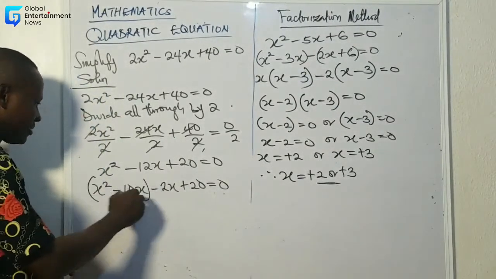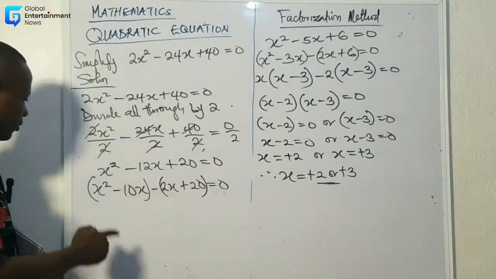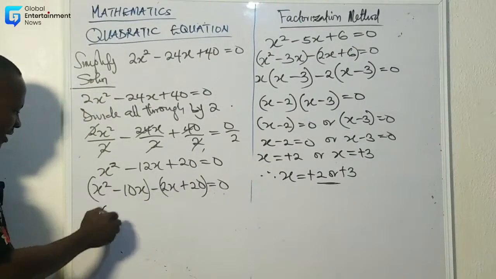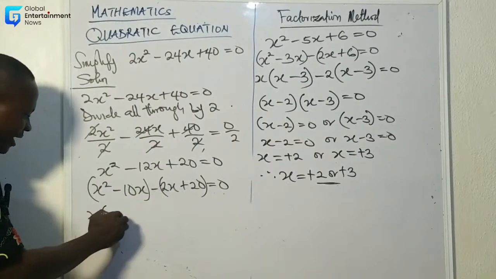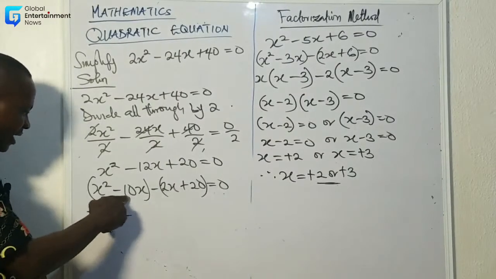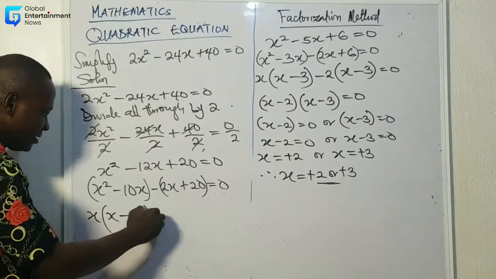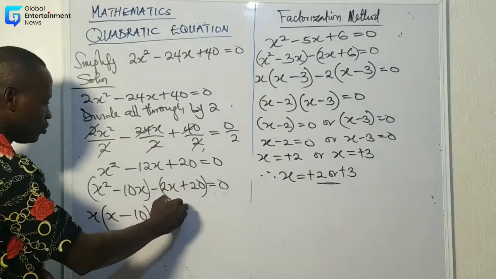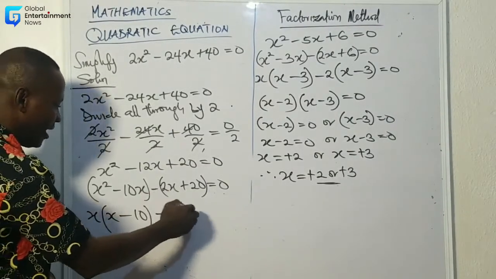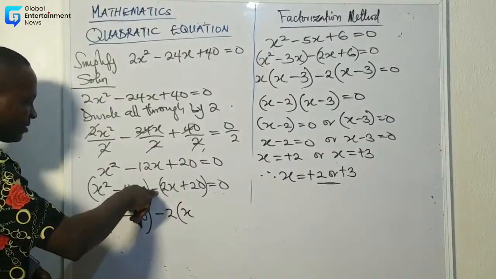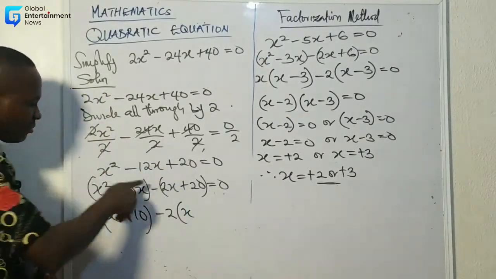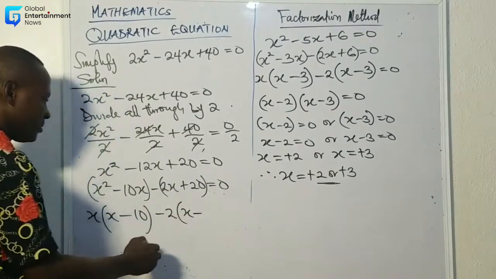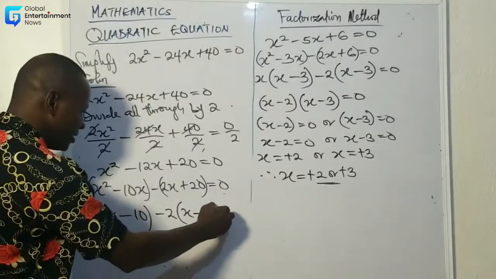Now I factorize. What is common here? x is common. So how many x remain here? 1 is outside. x minus x cancels x, and what remains is 10. Minus, what is common here is 2. 2 can go outside the bracket, and x is left. Don't forget, minus times plus is minus. How many 2 can we see in 20? 10. This is equal to 0.